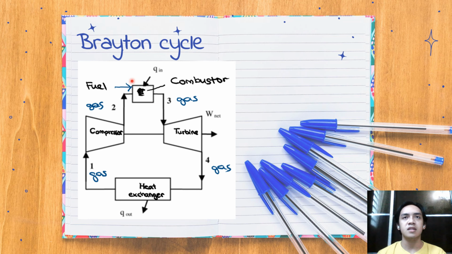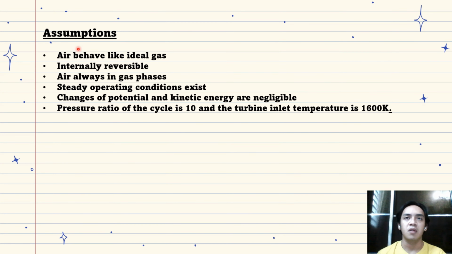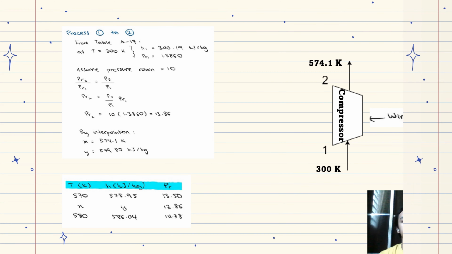Now we move to the second cycle, which is the Brayton cycle. A few assumptions are made for the calculation as shown in this slide. To begin the calculation, processes 1 and 2 are isentropic. Relative pressure is determined using the formula PR2 over PR1 equals P2 over P1. By interpolation, enthalpy and temperature are taken according to the relative pressure we calculated.